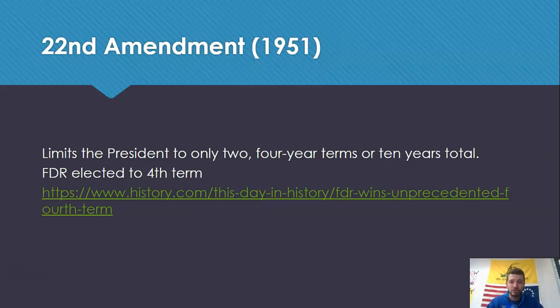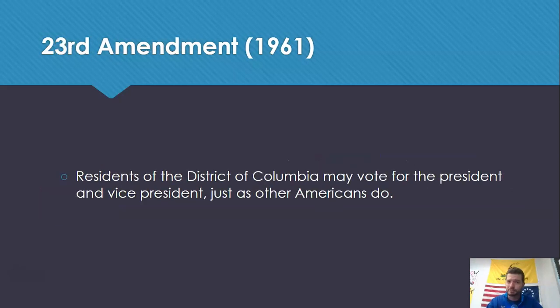And then again, flash forward 4 years later, we are getting towards the end of World War II. But again, he runs one more time, and he gets elected to his 4th term. But again, he dies very early in office in that 4th term. So regardless, they pass the 22nd Amendment, because now the president is going to be limited to 2 4-year terms or 10 years total. And I'll talk more about what that 10 years thing means in class.